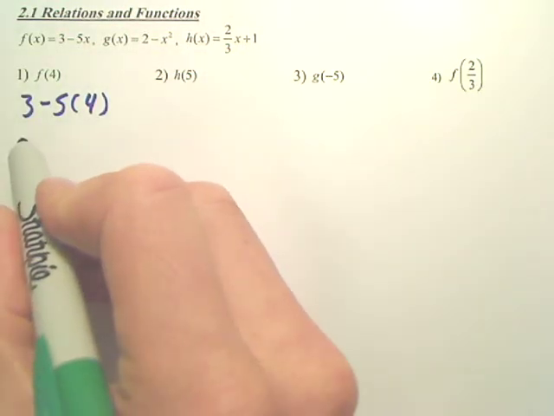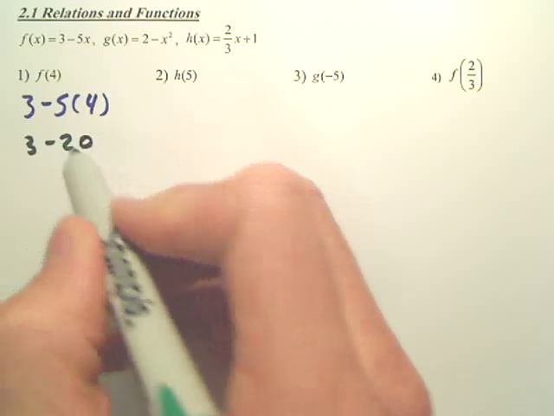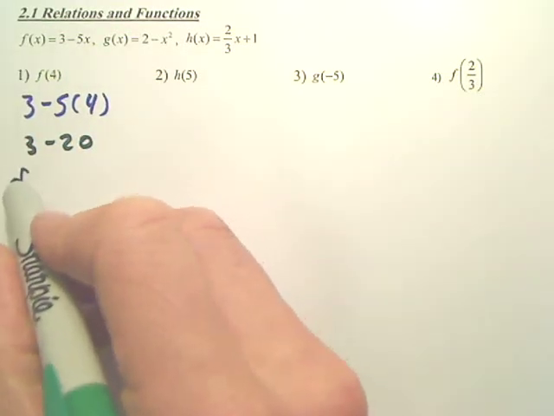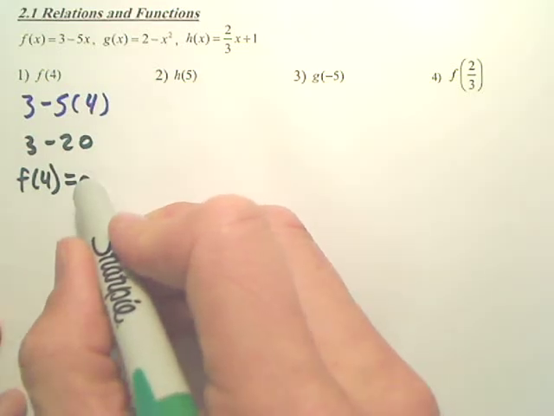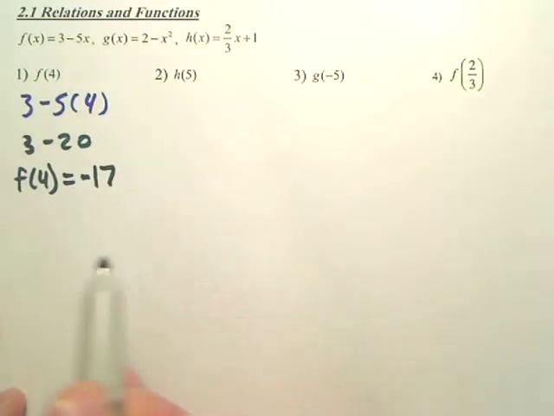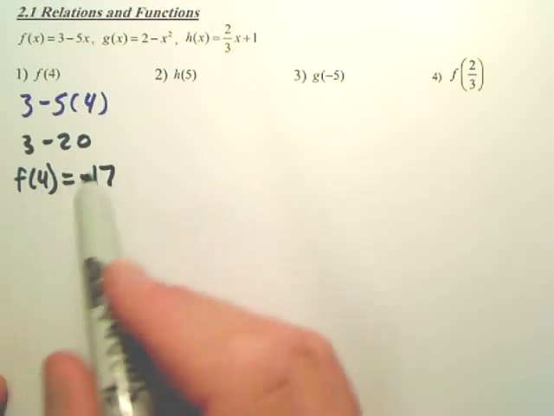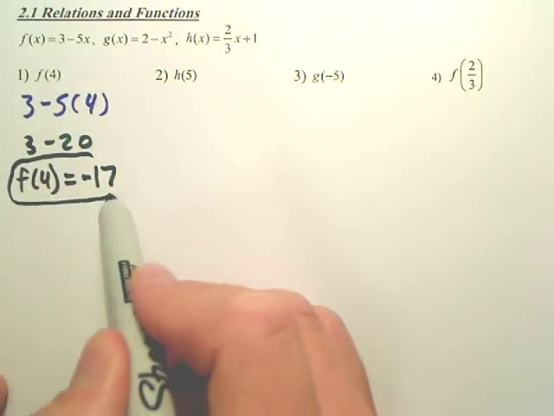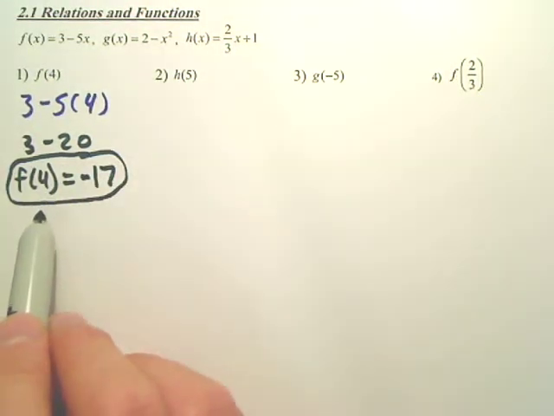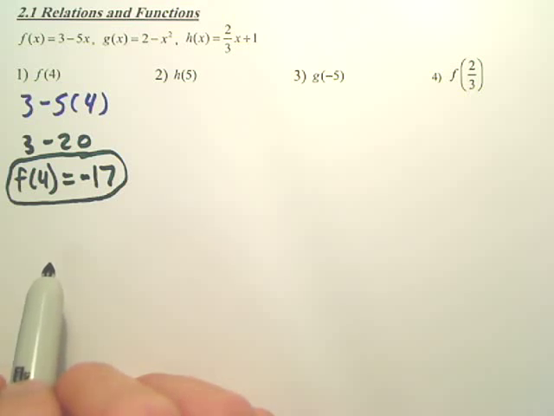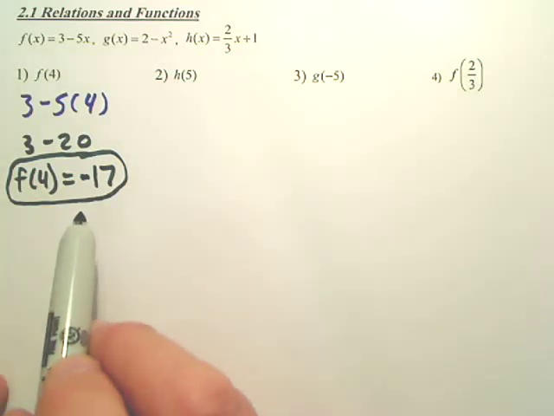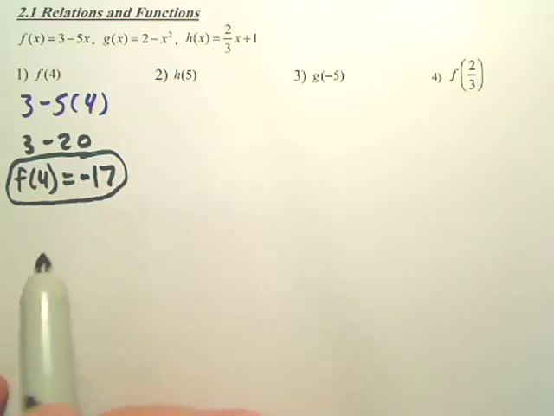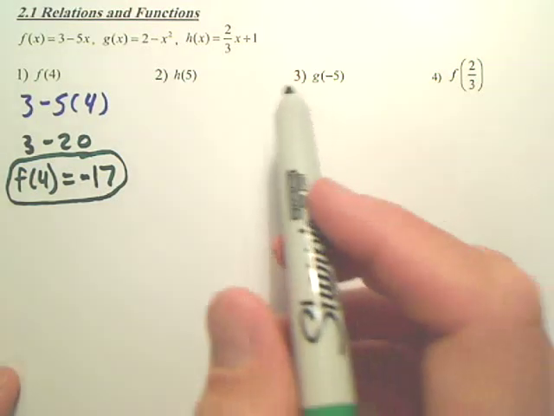Now, my answer would then be 3 minus 20. So f of 4 equals what? Negative 17. Now, why do they use this form? By looking at this form right here, do you know what you plugged in and what you got out? It's a nice form because it shows you what you plugged in, it shows you what you got out. That's one of the reasons for the form.